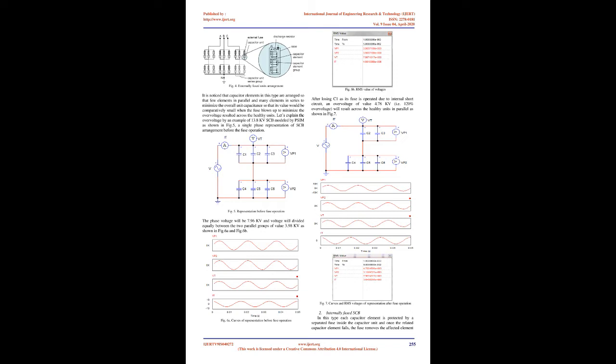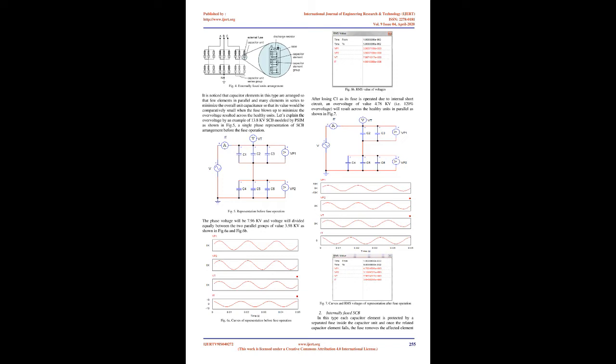Internally fused SCB. In this type, each capacitor element is protected by a separate fuse inside the capacitor unit, and once the related capacitor element fails, the fuse removes the affected element only as shown in Fig.8. The main merit of this type is minimizing the overvoltage resulting across the healthy units, while the main drawback is the higher initial cost as many fuses are to be provided for each unit as shown in Fig.9.